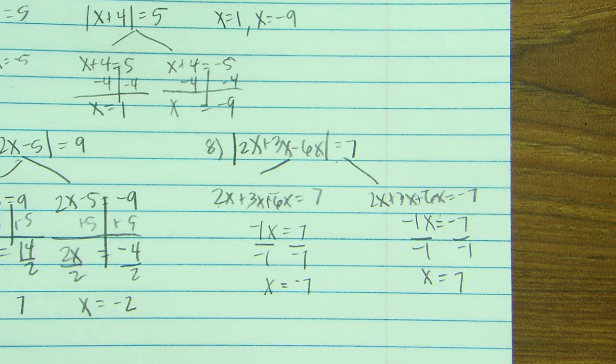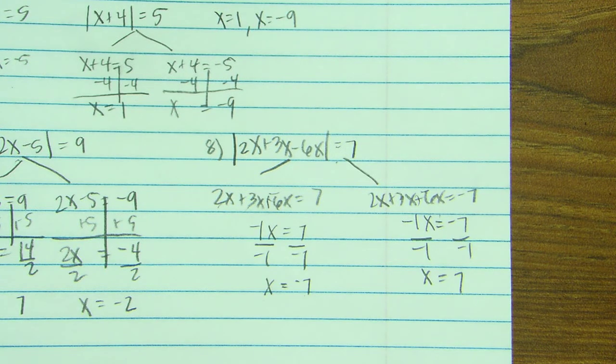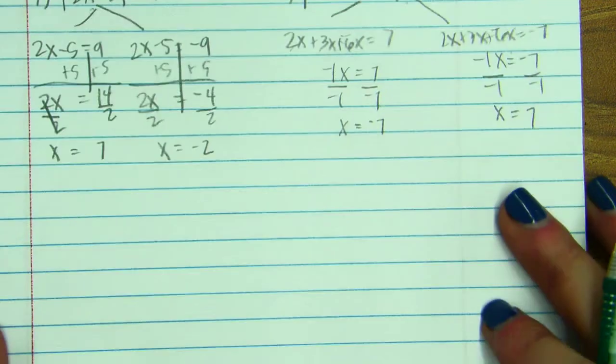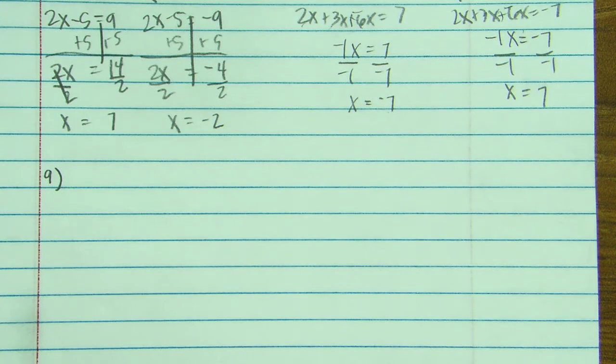Okay, so I didn't mention this earlier, but we're just going to use our regular solving equation rules once we set up our two equations. Before you can set up your two equations, you have to have the absolute value part by itself. So I'm going to do just one more example. We'll do example 9. You have to have the absolute value part by itself before you can set up your two equations.